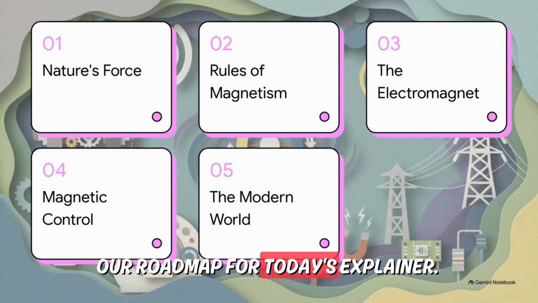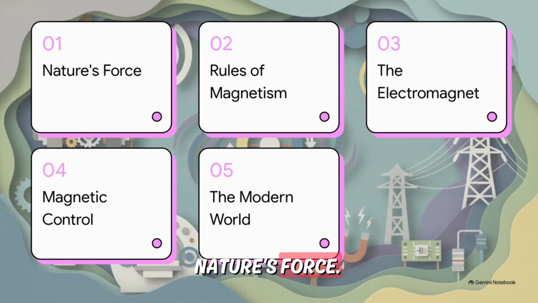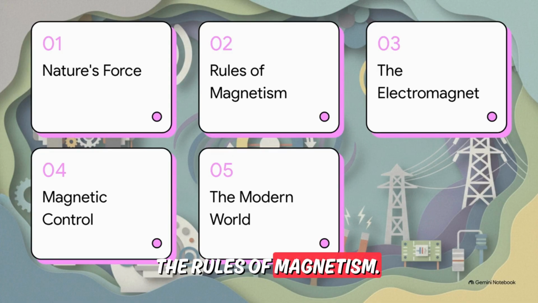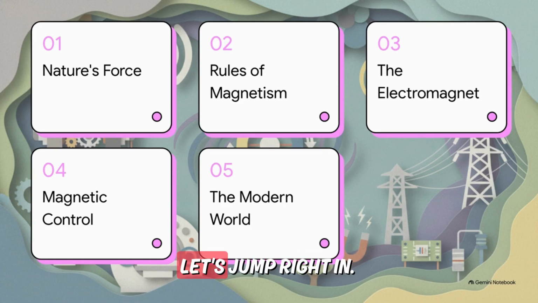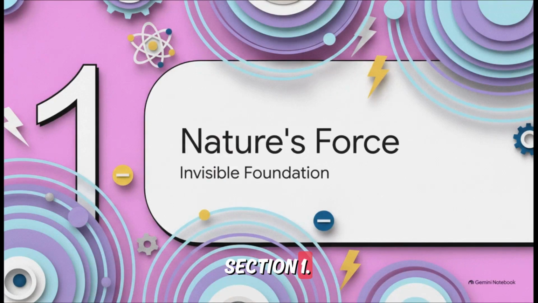Here's our roadmap for today's explainer. First, nature's force. Second, the rules of magnetism. Third, the electromagnet. Fourth, magnetic control. And finally, number 5, the modern world. Let's jump right in. Section 1.